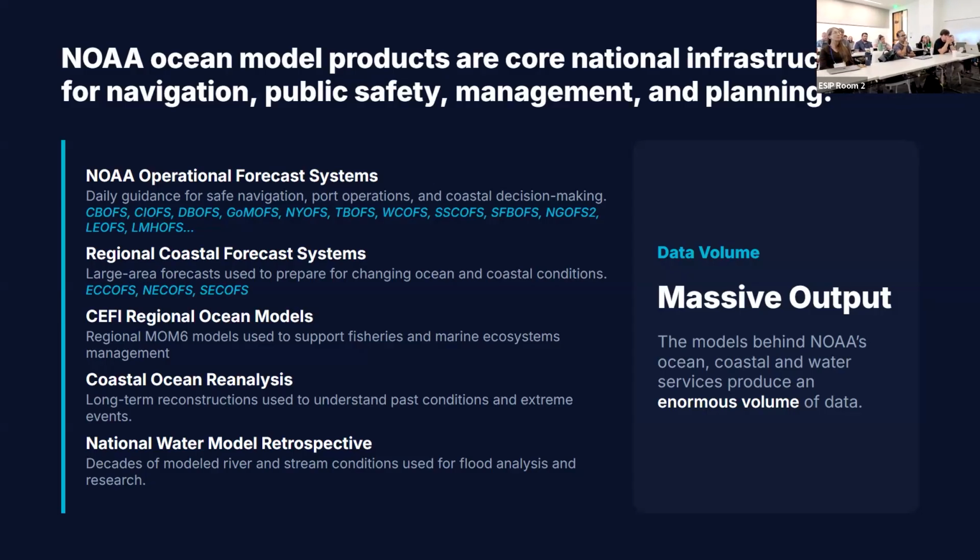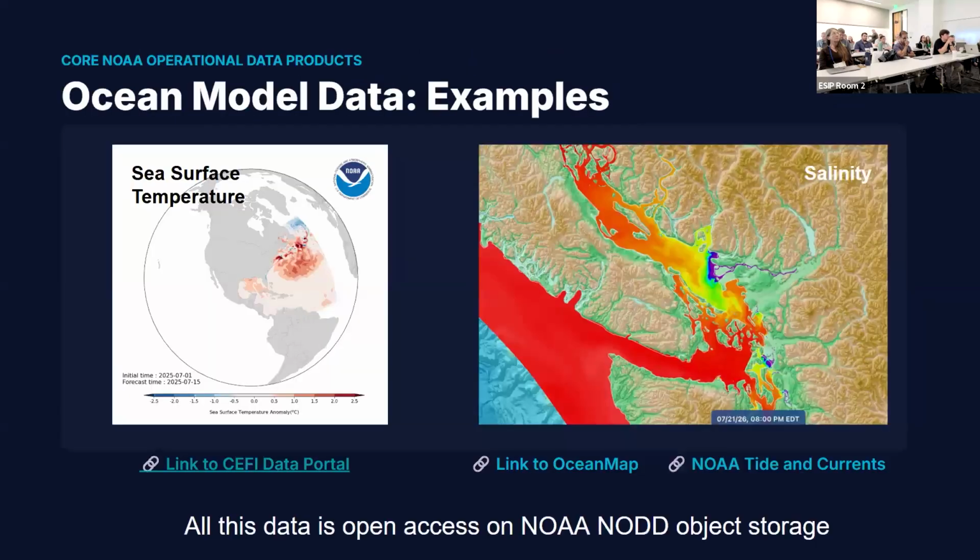Regional MOM6 is a type of ocean model used to support fisheries and marine ecosystems. All of these produce massive output, lots and lots of data, enormous amounts of data. Here's an example, just if you haven't seen this kind of data. There are lots and lots of different parameters, but this gives you an example.